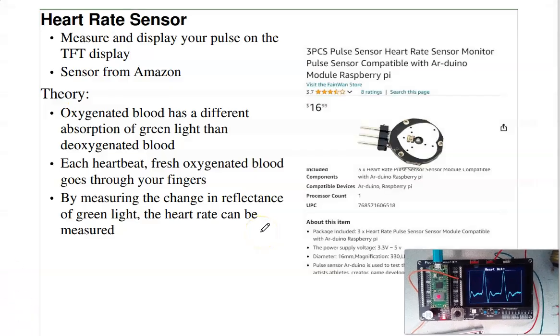Well, first step is to get a heart rate sensor. This is a heart rate sensor from Amazon. You can get 3 of them for $16. What it does is it shines a green light out. The green light, here's your finger going over it. The green light hits your skin and reflects. The idea is when your heart beats, you get oxygenated blood to your finger. Oxygenated blood has a different absorption of green light than deoxygenated blood. Each heartbeat, I get a fresh flow of oxygenated blood, which changes the reflectivity. By plotting the reflectivity, I get my pulse. That's the signal.